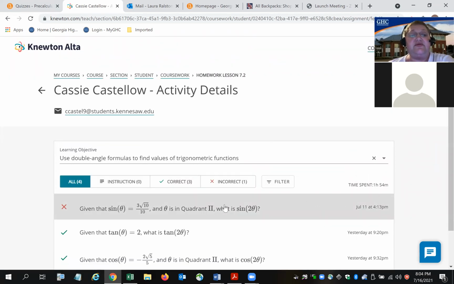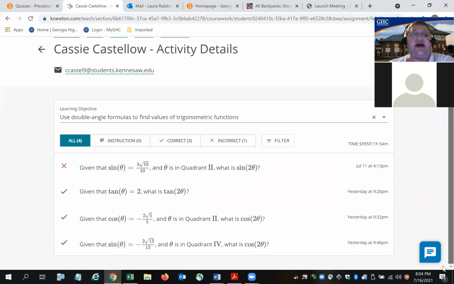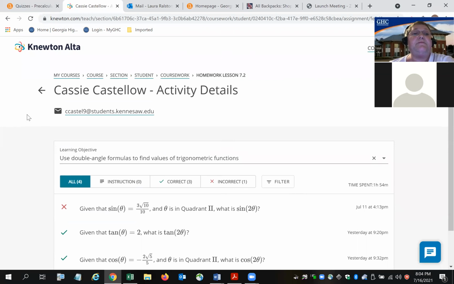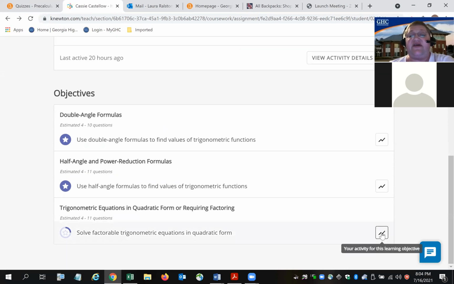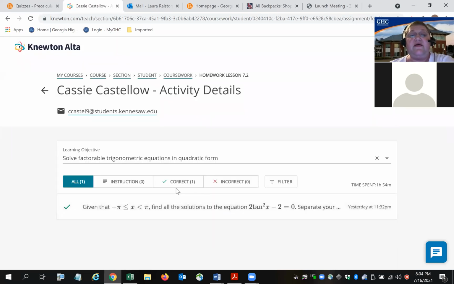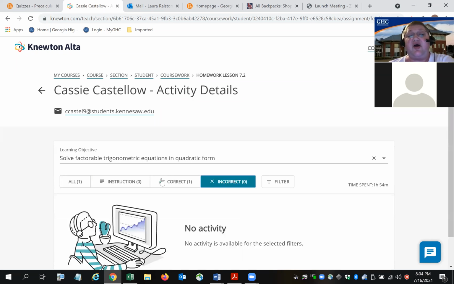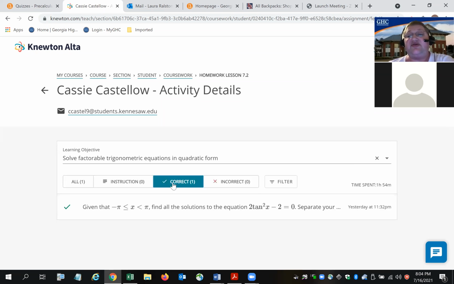Let me try a double angle. Okay, we did the double angle question that you got wrong, you and I did the other night. Yeah, it's the very last part of 7.2. Okay, that's where you're solving equations in the factorial quadratic form. But it shows you got the question right. That must be the one after that. You can't see that, can you? It's not showing me any that you got wrong. It's only showing me that you got it correct.